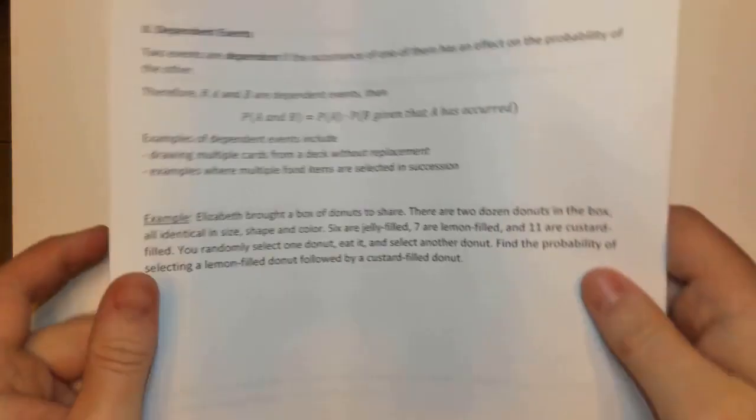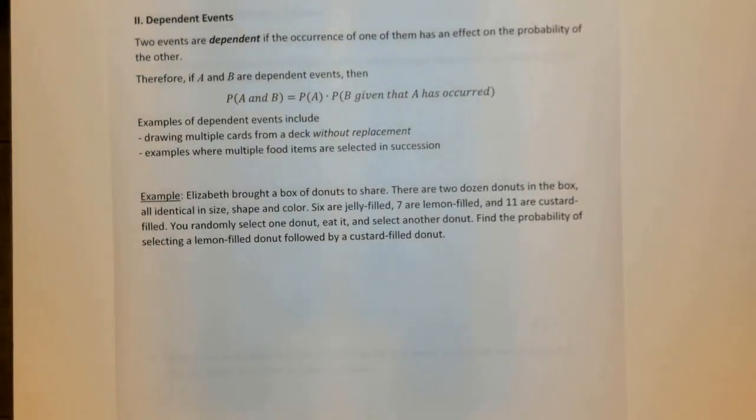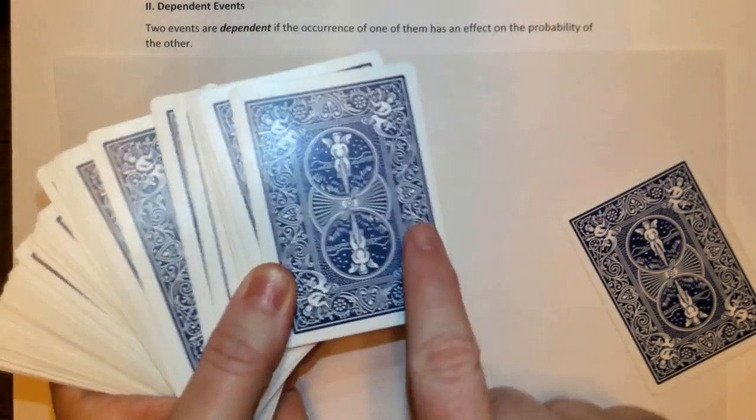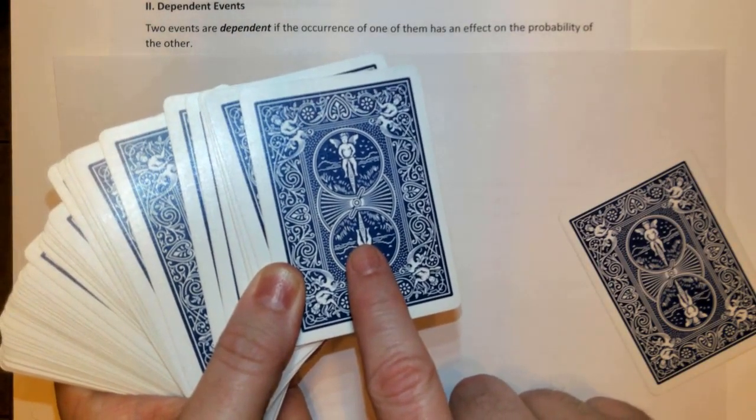Let's look at an example of dependent. So two events are dependent if the occurrence of one of them has an effect on the probability of the other. So a while ago we replaced the card, but if we had a similar example where we chose a card and then chose another card, well, we only have 51 left. So that changes things. So we'll talk about that difference.